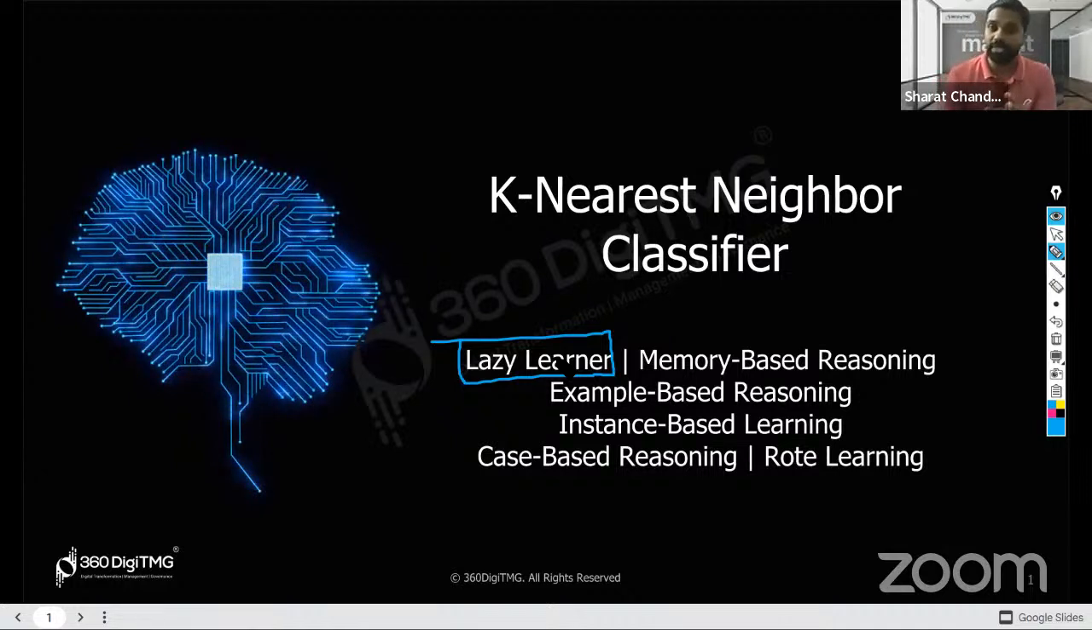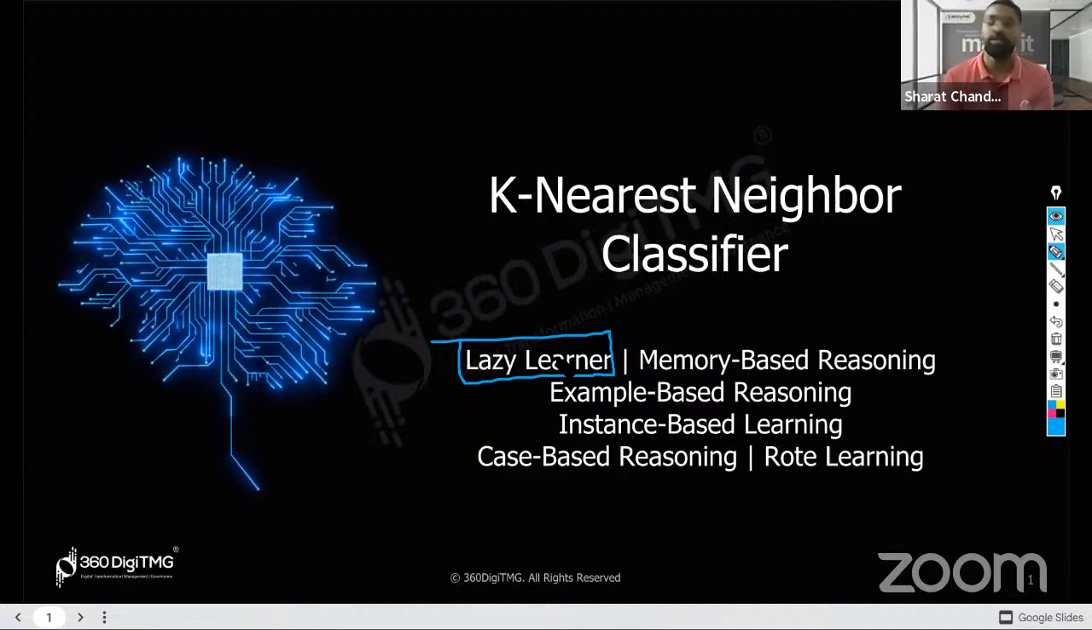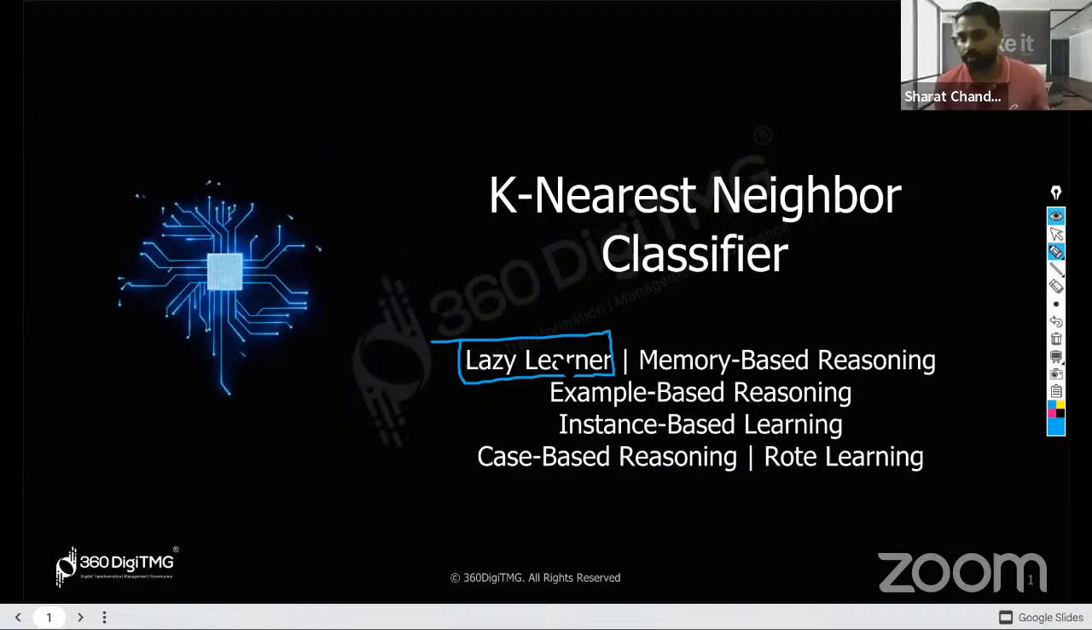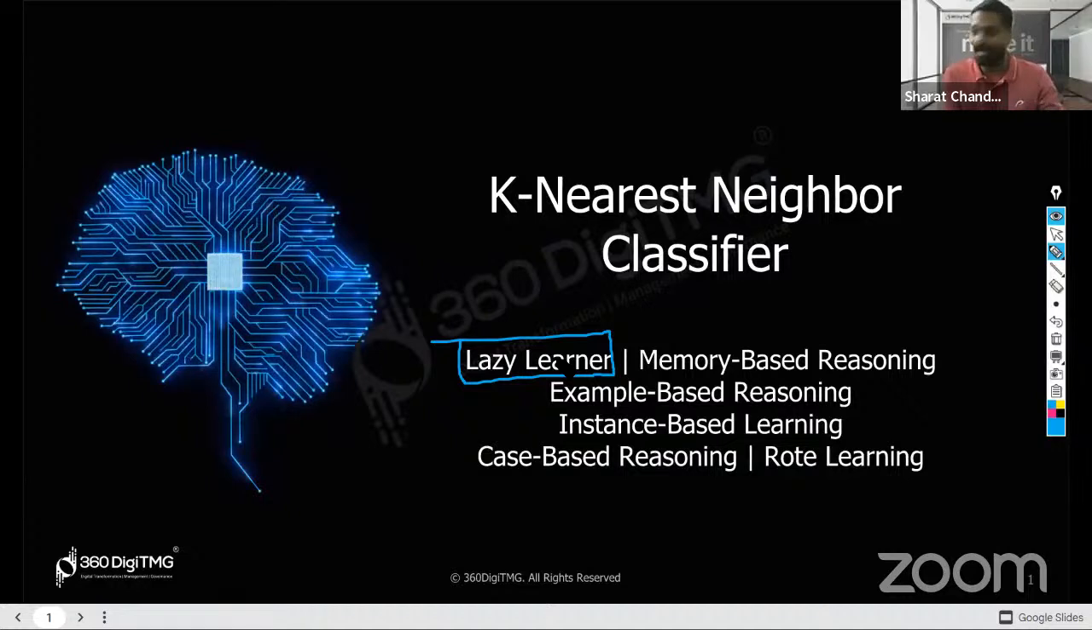Whenever a new record comes in, only then can the distances be calculated. And only after distances are calculated, we will be able to identify the shortest distances, and then we will be able to tell what the class of that particular new record is. So that is the reason why it is called a lazy learner.